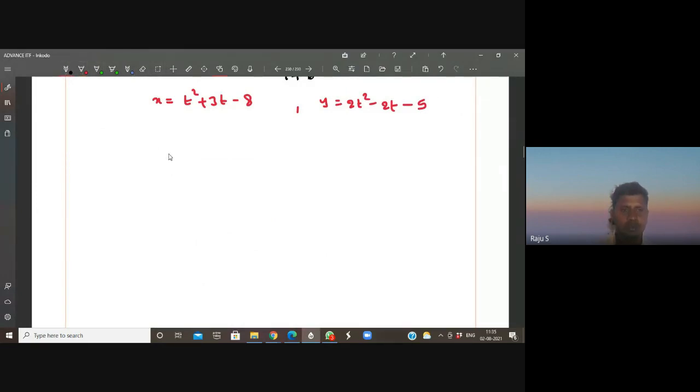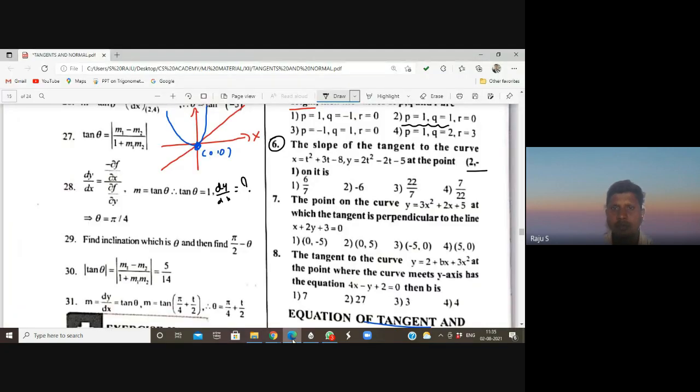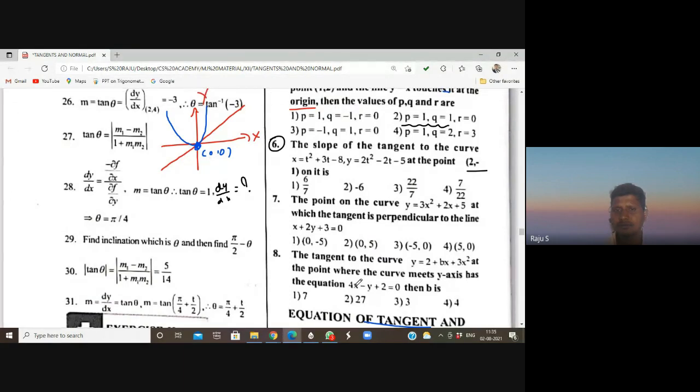Students, so in this question, what shall we do here? First, we have to find the t value. How can we find the t value? The point (x, y) is already given. Substitute here. We'll get two equations. Solve both the equations.